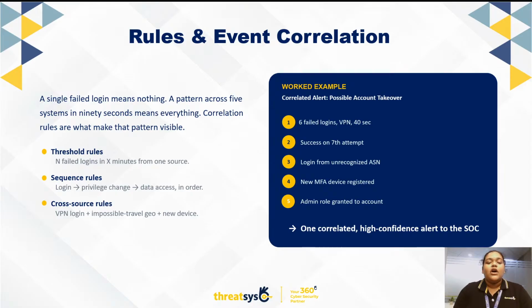Individually, some of these events could have a valid reason, but when the SIEM correlates them in this sequence, the overall pattern becomes highly dangerous. Instead of generating 5 unrelated alerts, the system can produce a single correlated high confidence alert for the possible attack.